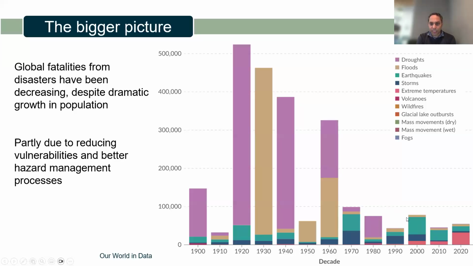And what's really worrying for me here is these red ones. The last three decades from 2000, this growing red zone are losses from climate related hazards, i.e. extreme temperature. And that's growing, and that's very concerning. But we can reduce these losses. We've shown we can do it for floods. We've shown we can do it for droughts. We can do it for the other hazards too.